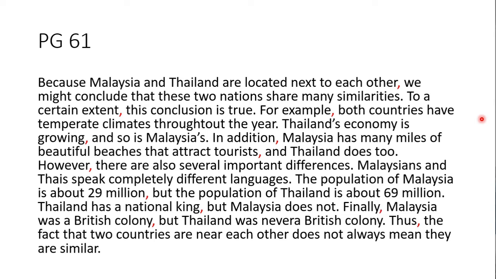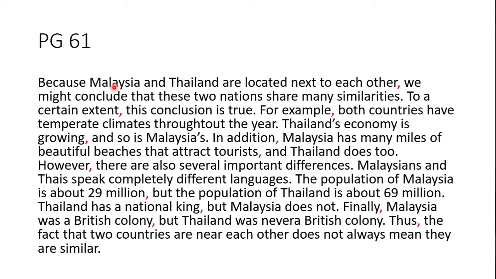So, start off. Because Malaysia and Thailand are located next to each other, there's our first comma here. We might conclude that these two nations share many similarities. This is an example of a comma that's used for subordination because our first part of the sentence, because Malaysia and Thailand are located next to each other, is a subordinate clause.